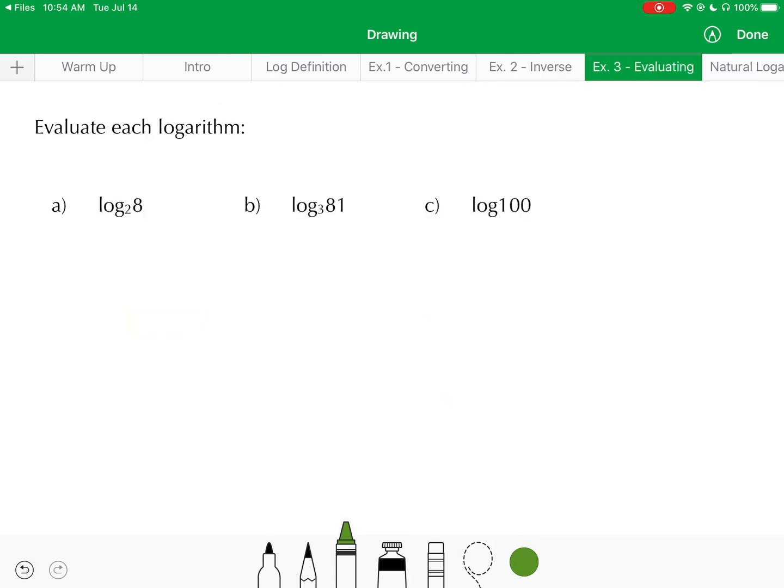All right, now here we're trying to evaluate each logarithm. Okay, so it's important to understand that logarithms themselves are numerical values. Okay, so when I say log base 2 of 8, that is a numerical expression that has a value assigned to it. Okay, now in order to evaluate it, I think it's actually helpful to treat this like an equation. So I'm gonna set this equal to x, and we're essentially gonna solve for x here.